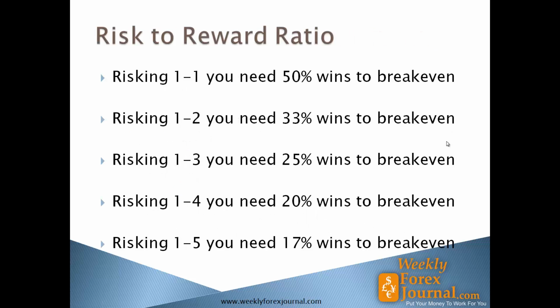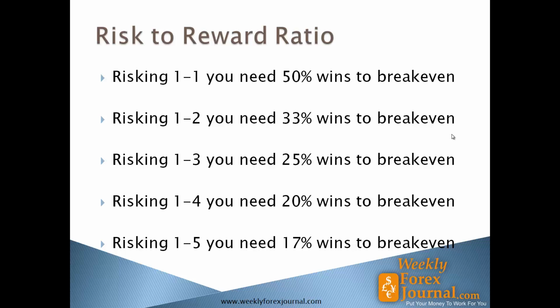Okay? Now here's the breakdown. If you risk 1 to 1, you need 50% wins to break even. If you're risking 1 to 2, you need 33% wins to break even. Risking 1 to 3, you need 25% wins to break even. Risking 1 to 4, you need 20% to break even.